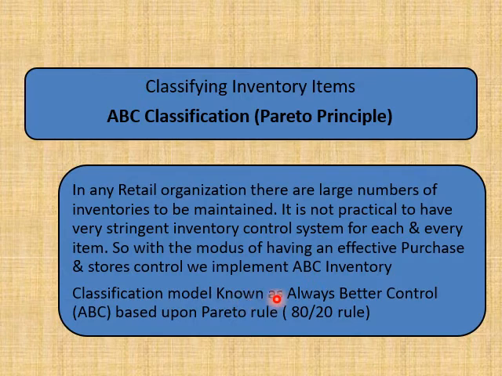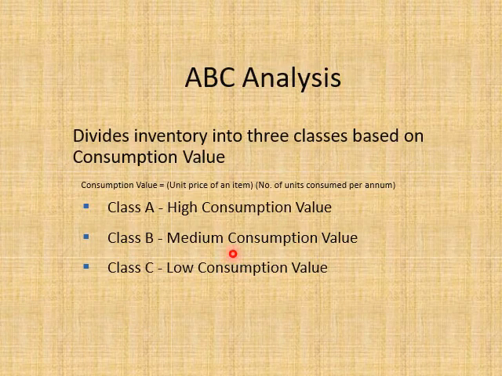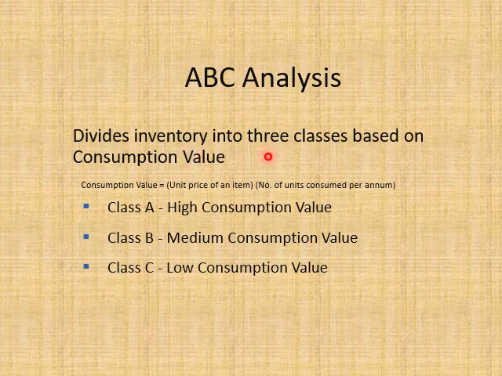ABC means Always Better Control, based upon the Pareto rule. We divide the inventory into three classes based on consumption value. Consumption value is calculated using the unit price of an item times the number of units consumed per annum. We put items in three classifications. In class A we put items which have very high consumption value. In class B we keep items with medium consumption value. In class C we keep items which have low consumption value.